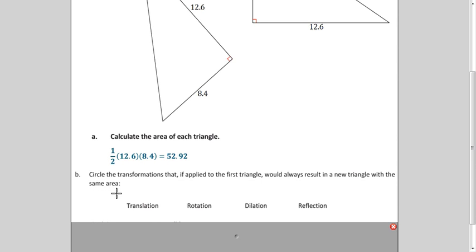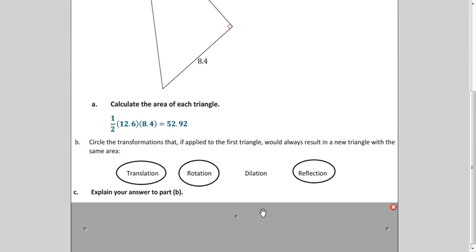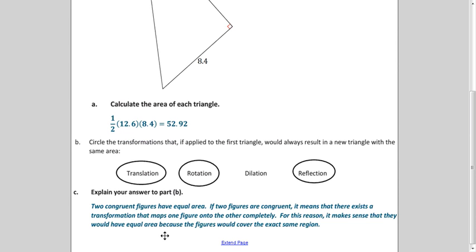Well, hopefully you said the basic rigid motions: translation, rotation, and reflection. So explain the answer here. Why did you pick these answers and not dilation? There are a lot of correct answers. One of them is to say that if you have two congruent figures, you can use these transformations to map one onto the other. And so they would have the same area because they're congruent. And it couldn't be a dilation because dilation could change the size of the figure.